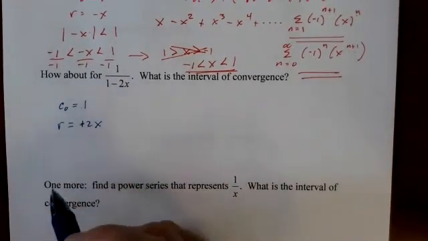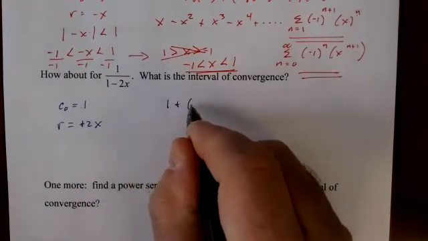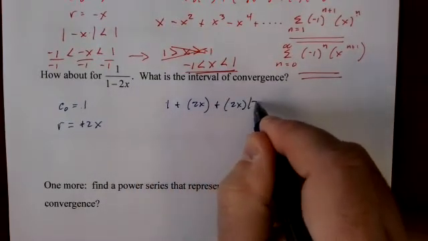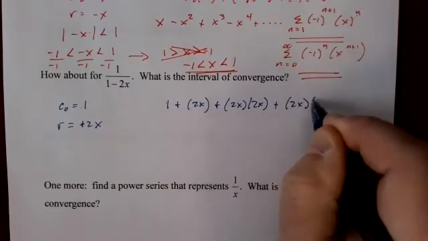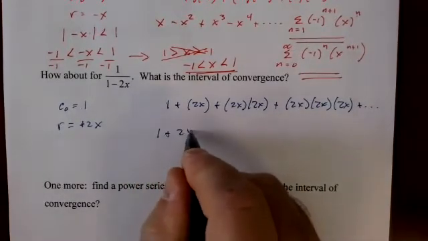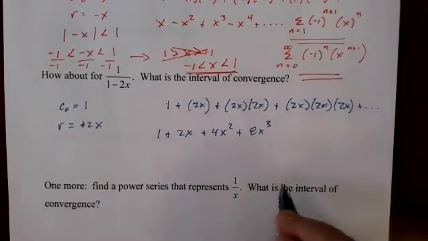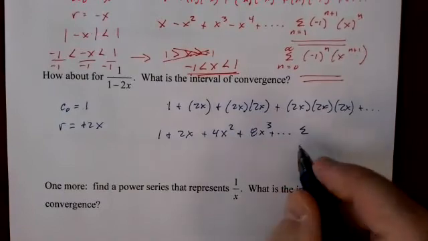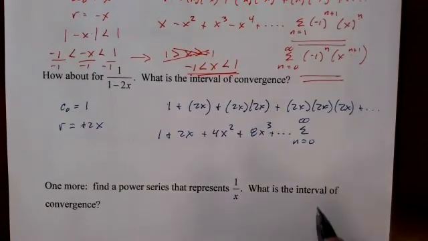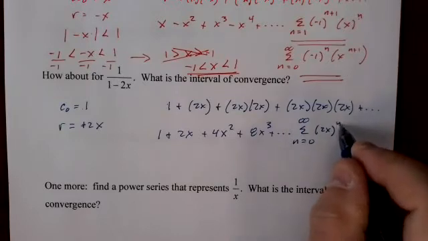1 minus is the typical. It's positive 2x. All right, cool. So 1 plus 2x, because times 2x, plus 2x times 2x, plus 2x times 2x times 2x. 1 plus 2x plus 4x squared plus 8x to the third. Sum from, I think I'll use 0 this time, 2x to the n.